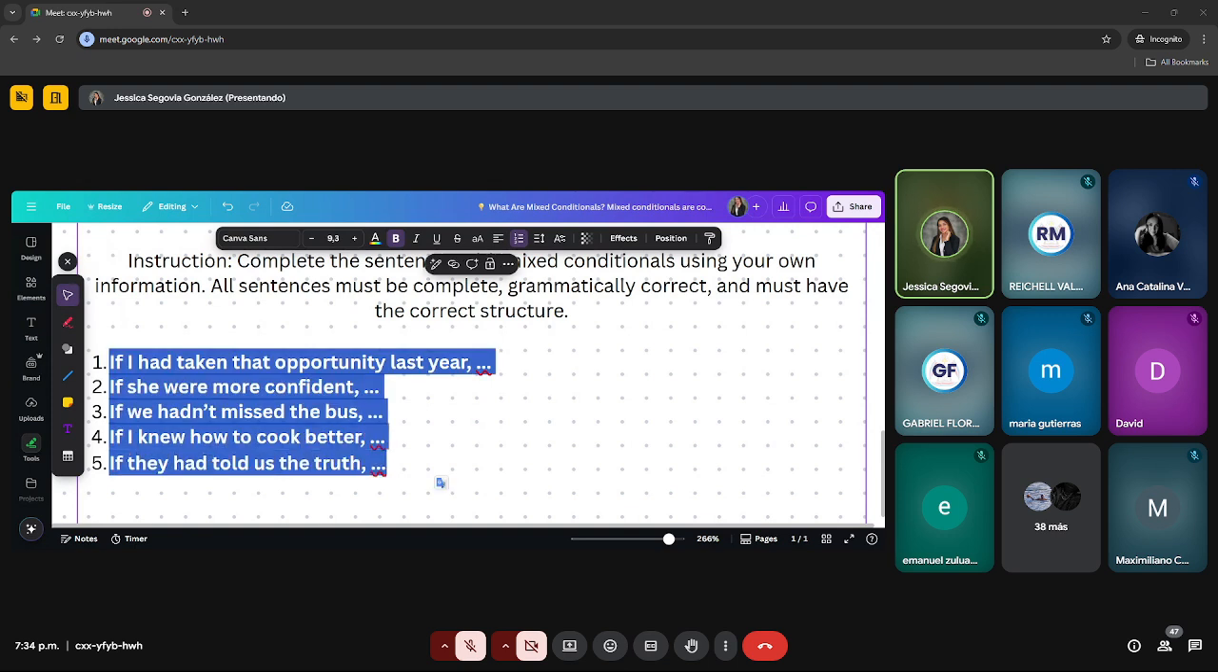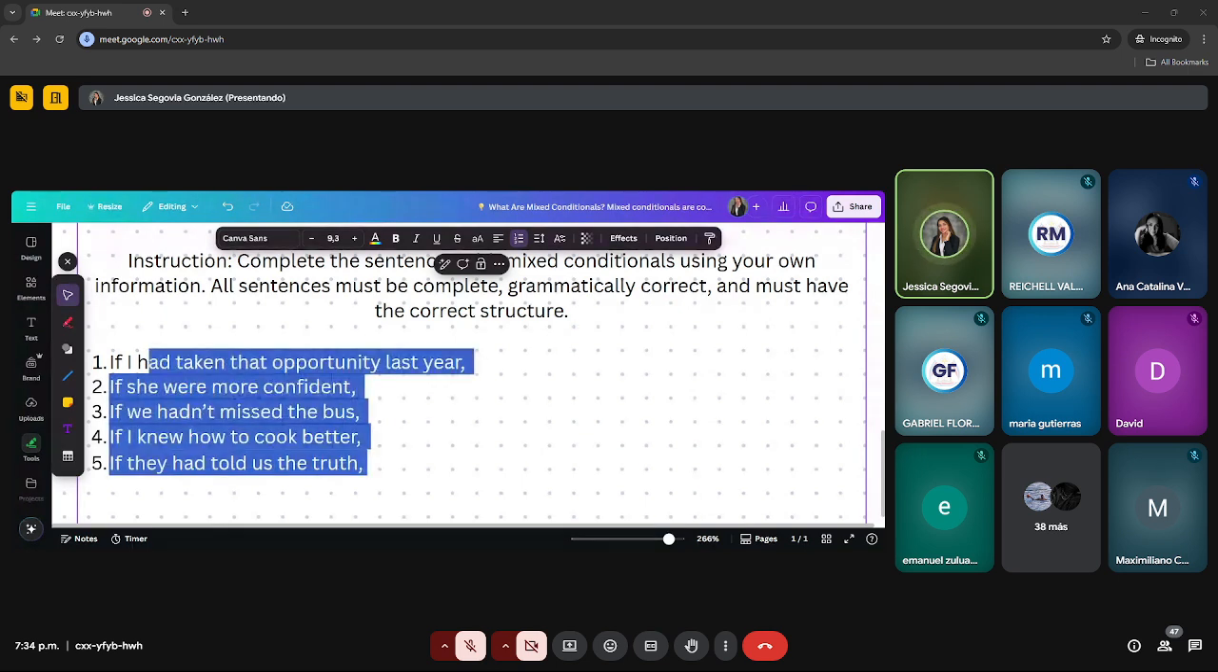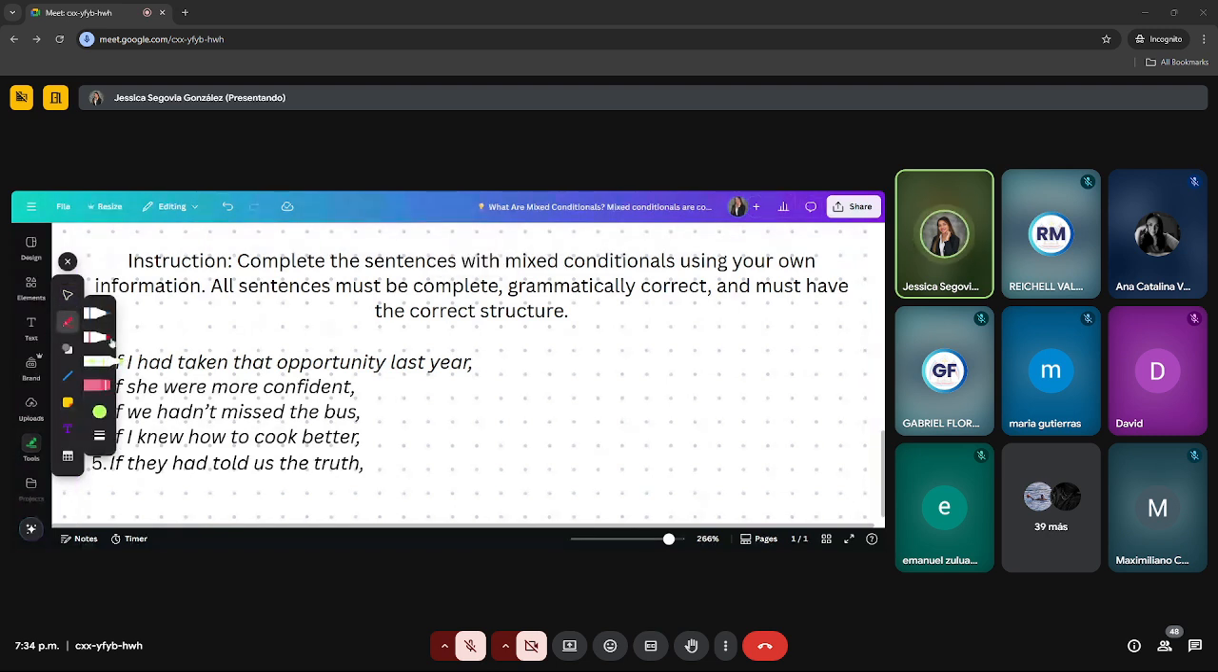Let me take this off bold because it's driving me crazy. Okay, there you go. We are going to complete these sentences, and I want you to do it with your own information. But what I am going to focus on here will be having you recognize what type of clause it is, what type of mixed conditional it is from the part that you are given. Number one, if I had taken that opportunity last year, and then you complete with something else that you could use for practice. Here, we have a very clear structure.